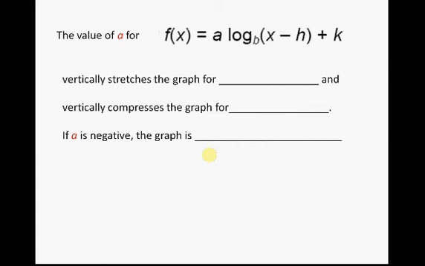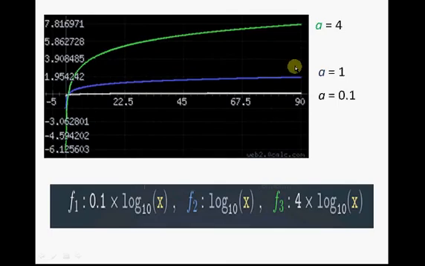I use web2.0calc.com, and I like it. So we're going to take a look at what I came up with here. So basically I came up with 3 functions, and I'm just using the common log base 10 and said, okay, what happens when we manipulate the coefficient?